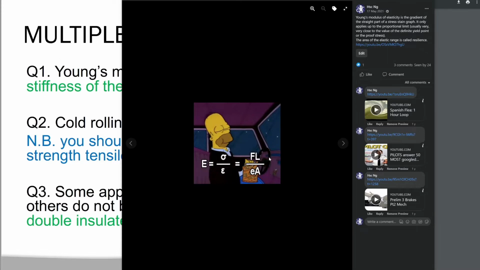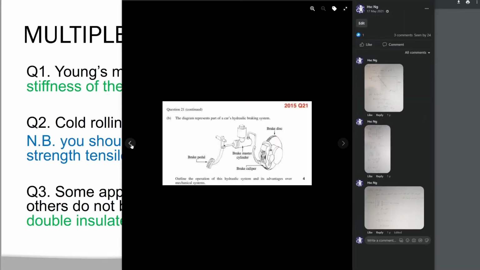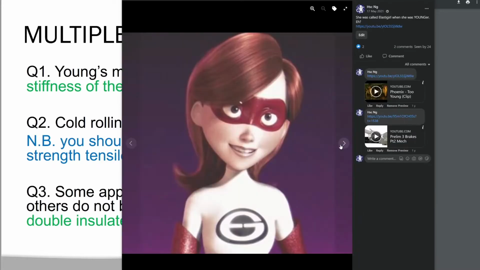Young wasn't the first person to come up with it. I think it was actually Euler, but Euler has so many things named after him that they don't give him the letter. I have this picture of Elastigirl because she was called Elastigirl when she was younger. I have the song Too Young, which I think is a pretty cool song.